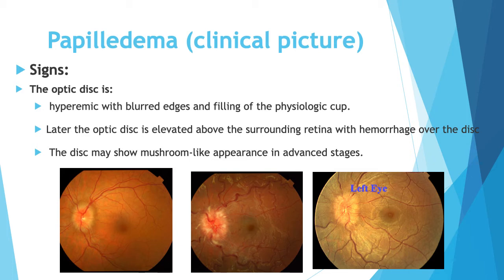The disc later on may show a mushroom-like shape in the advanced stage where the disease becomes chronic, like chronic papilledema, and this has to be differentiated from other causes of elevated optic disc.